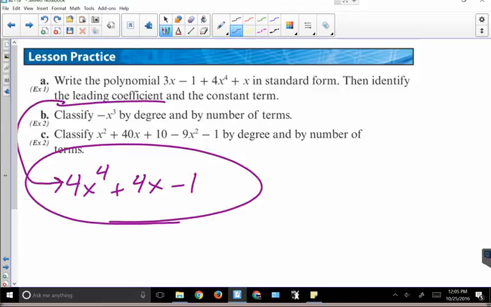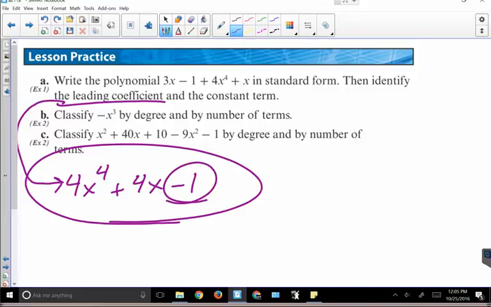Okay? So the next thing is the constant term. So we don't want to pick on you again. Mr. Anderson, what's the constant term here? Yep, -1 right there. That's all it is.